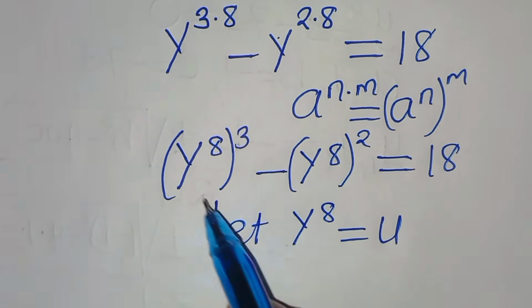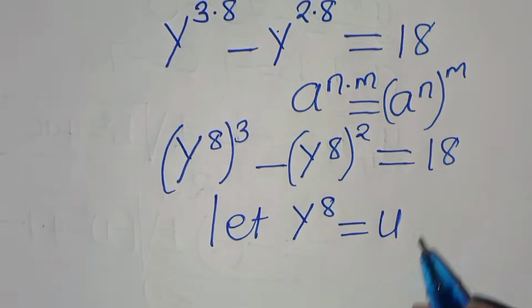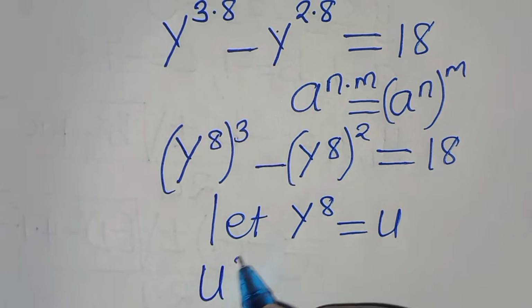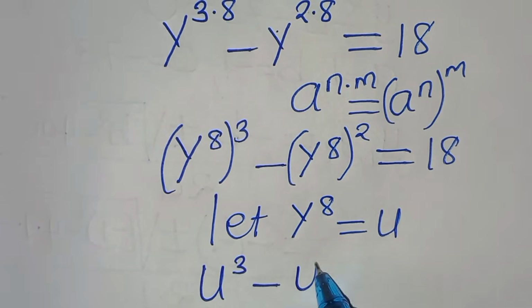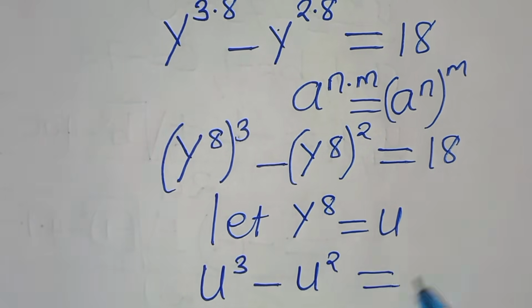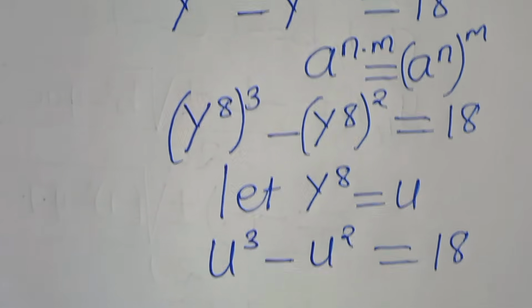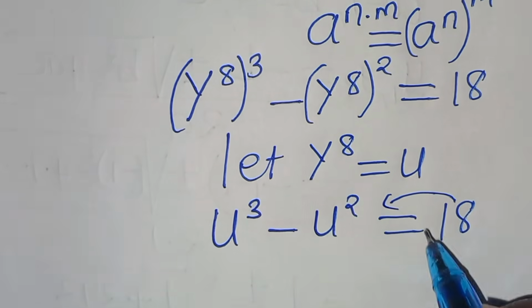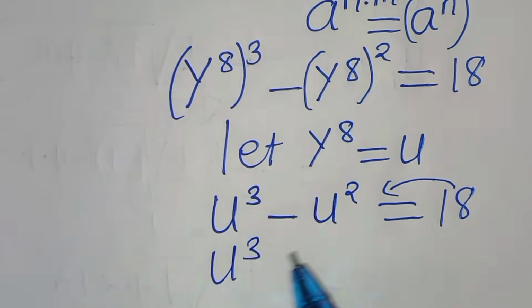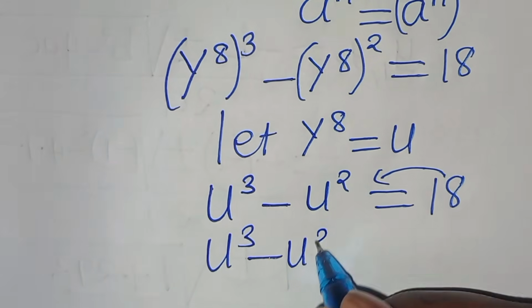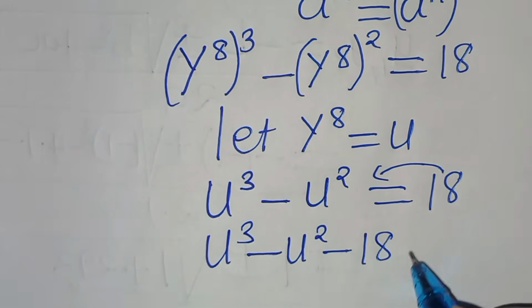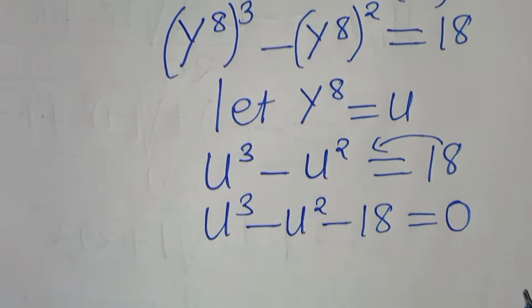So let's express this equation here in terms of u, so that we have u to the power of 3 minus u to the power of 2. This is equal to 18. Now let's take 18 on the left hand side, so that we have u to the power of 3 minus u to the power of 2, subtract 18, this is equal to 0.